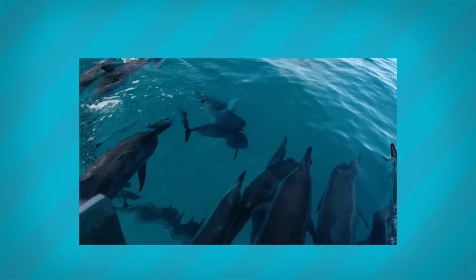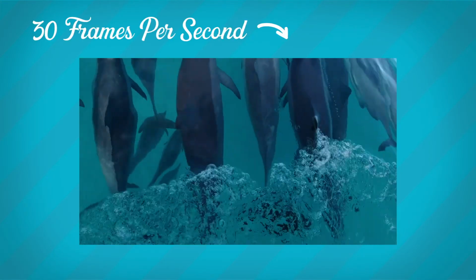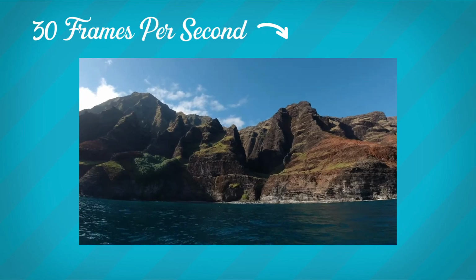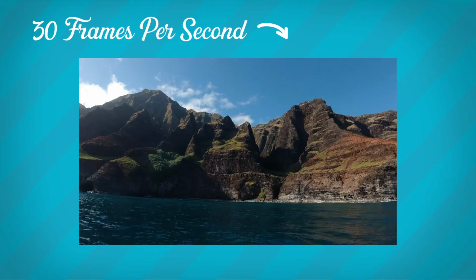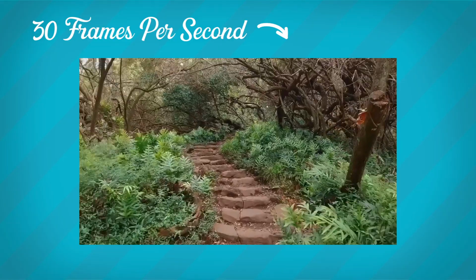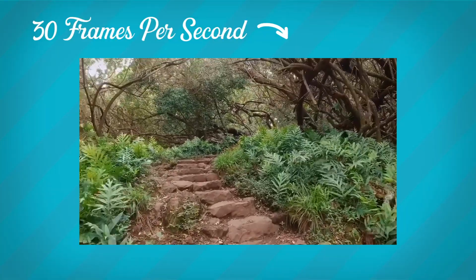Next is 30 frames per second, or 29.97, and this is commonly used for broadcast TV. So, if you're filming a TV show episode or something you want to look more like reality TV, then this might be the frame rate for you. In 30 frames per second, motion looks a bit crisper because you've got a few extra frames.